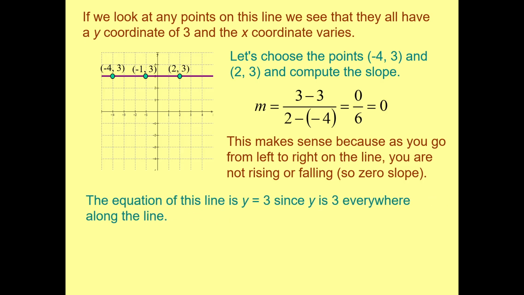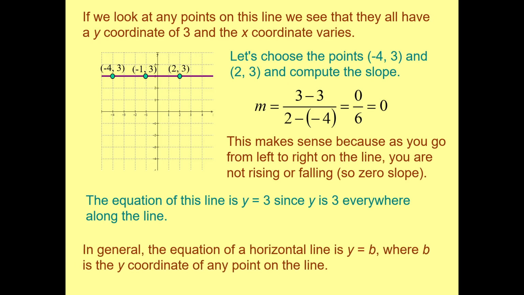The equation of this line is y equal to 3, since y is 3 everywhere along the line. In general, the equation of a horizontal line is y equal to b, where b is the y coordinate for any point on the line.